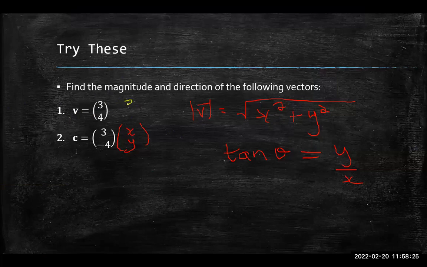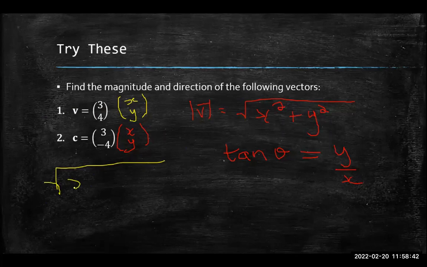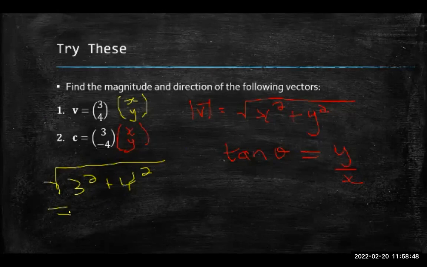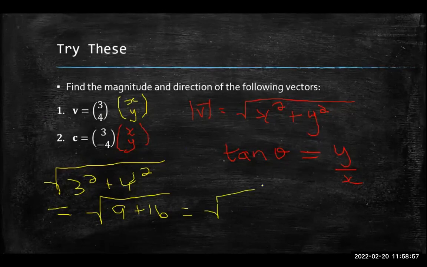So what does that mean? My top number is always x, my bottom number is always y. So looking at the vector that they gave me, x would be 3 and y would be 4. And therefore, the magnitude of this vector v would be the square root of 3 squared plus 4 squared, which is going to give me the square root of 9 plus 16, which is equal to the square root of 25. So the magnitude is 5 units.